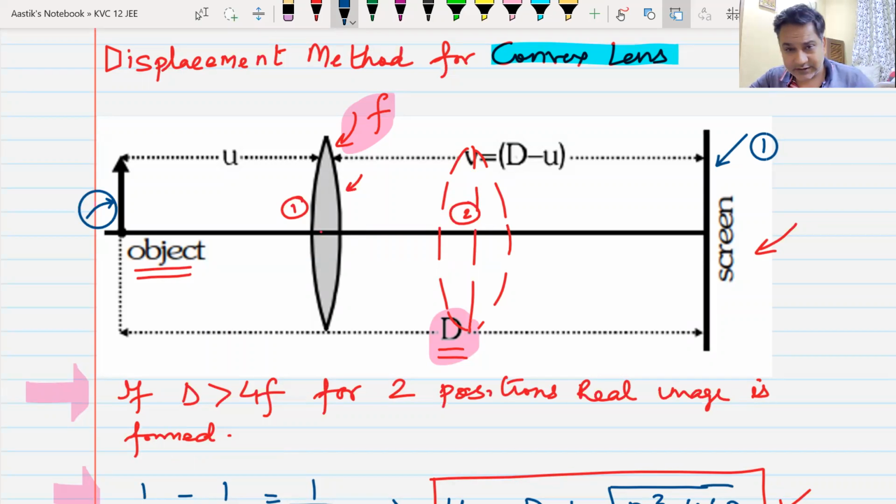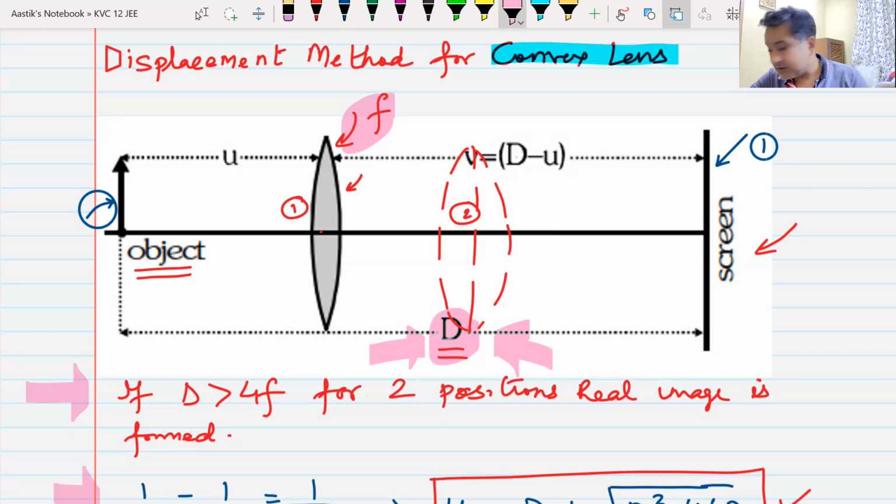So, in the displacement method, you have an object O and a screen which are placed at a distance d apart from each other. They are fixed, they can't move. What can move is your lens, your convex lens. Remember, this is only valid for a converging lens or a convex lens. You can move this convex lens between the object and the screen.